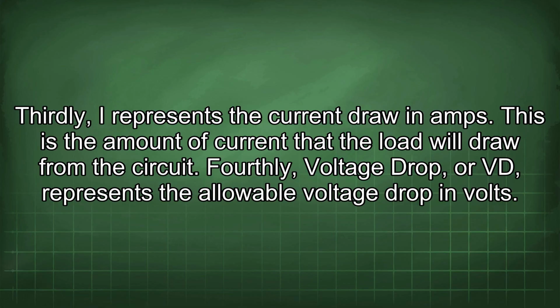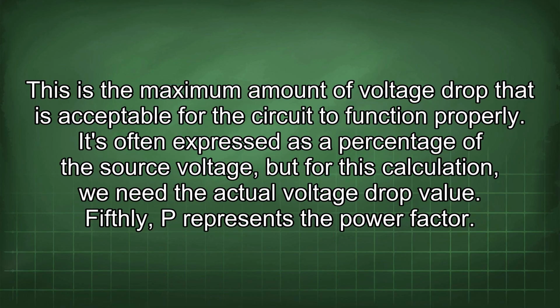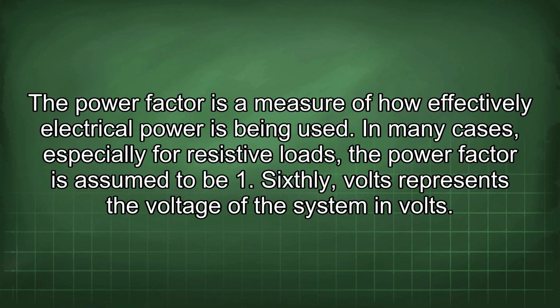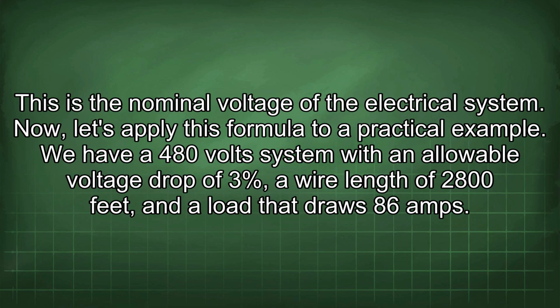Fourthly, voltage drop, or VD, represents the allowable voltage drop in volts. This is the maximum amount of voltage drop that is acceptable for the circuit to function properly. It's often expressed as a percentage of the source voltage, but for this calculation, we need the actual voltage drop value. Fifthly, P represents the power factor. The power factor is a measure of how effectively electrical power is being used. In many cases, especially for resistive loads, the power factor is assumed to be 1. Sixthly, volts represents the voltage of the system in volts. This is the nominal voltage of the electrical system.